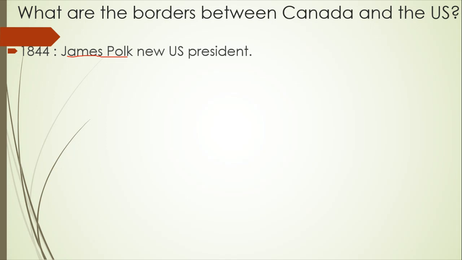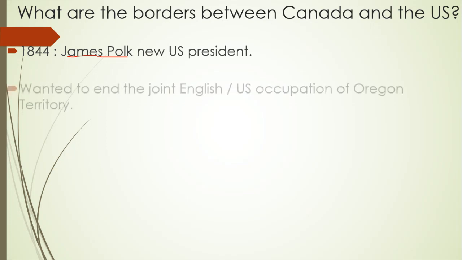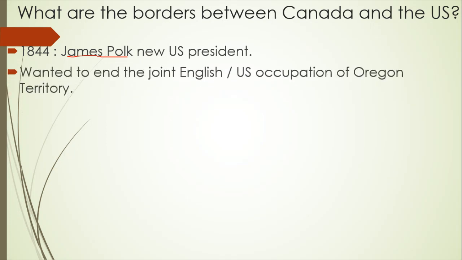That's his presidential platform. Specifically, in the Northwest, he wants to end the joint English-U.S. occupation of Oregon Territory, or Oregon Country. That's what he wants to do. Now, keep in mind, Polk is a huge expansionist. He's going to start the Mexican-American War in the South to get Texas, California, all that land. This is his plan for the Washington area. This is his secret plan.